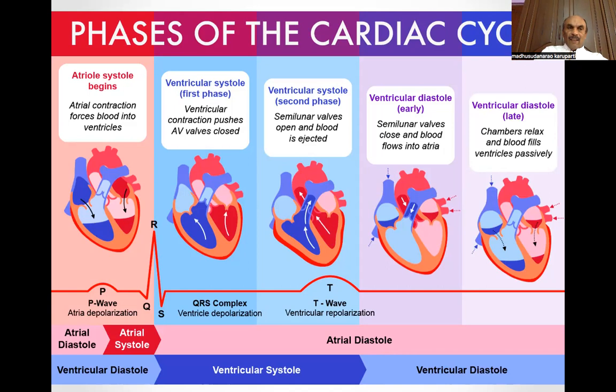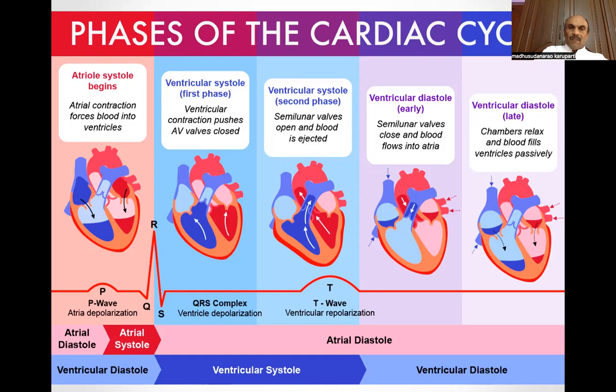So the cardiac cycle, as I told you, starts with the atrial systole. So what happens during atrial systole? Atrial contraction occurs and forces the blood into the ventricles across the AV valves. Atrial systole corresponds to the P wave of the electrocardiogram. Then ventricular systole. Ventricular systole occurs in 2 phases, the first phase and the second phase.